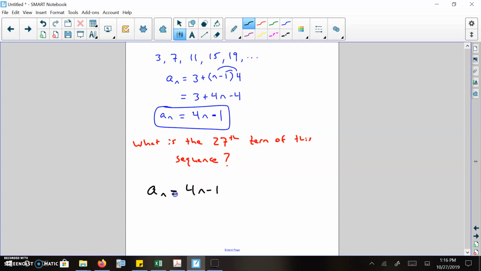In order to find the 27th term, I'm trying to find a sub 27, so all that means is I'm going to go to where n is and plug in 27 into my formula. So 4 times 27, that is 108, minus 1. If you were to list out all 27 terms, you would see that the 27th term is definitely 107 in this case, okay?